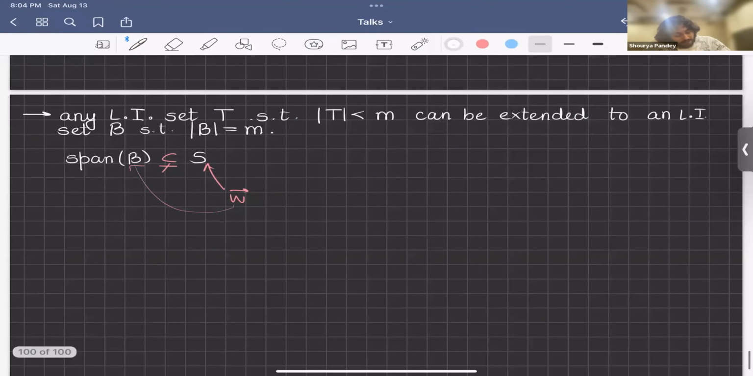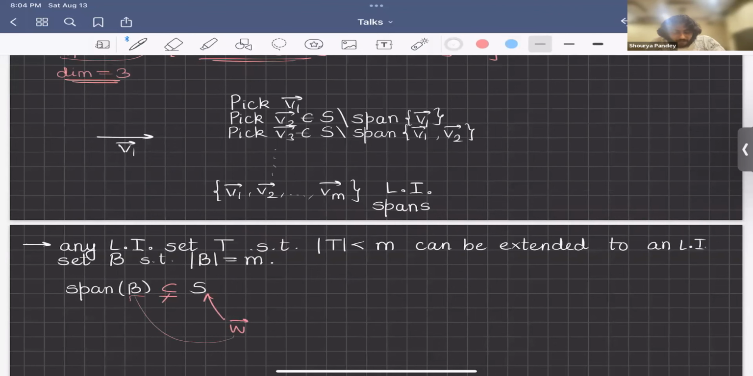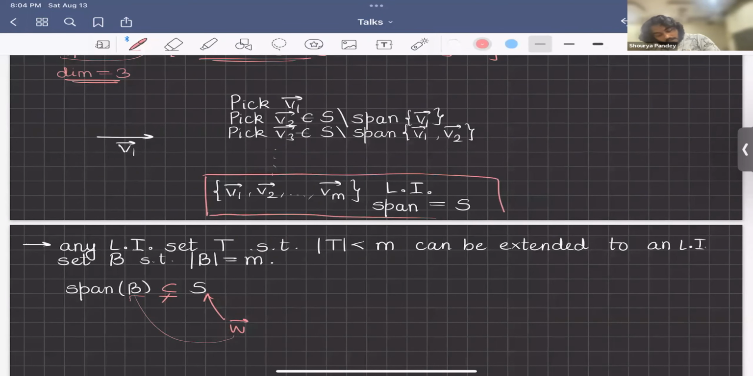So this procedure ultimately ends with you getting a linearly independent set of vectors, up to M of them, such that this is linearly independent and its span is equal to S, meaning it spans the entire vector space. And this sort of a set is called a basis.